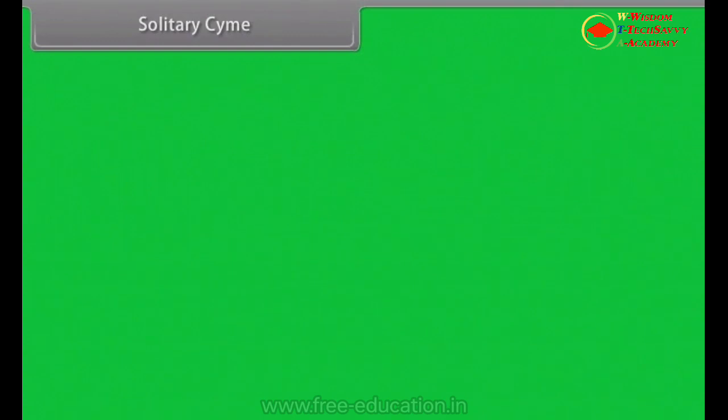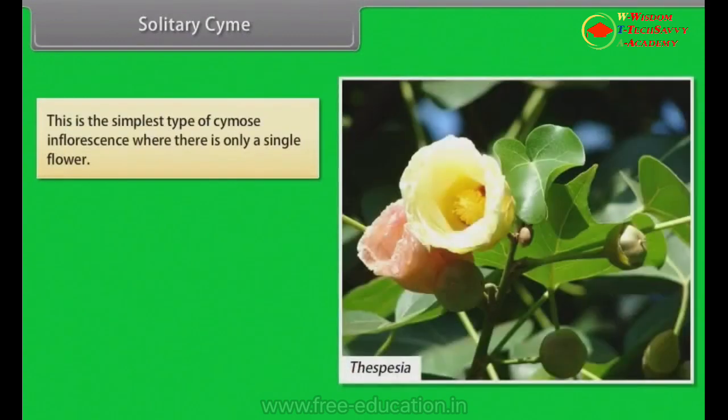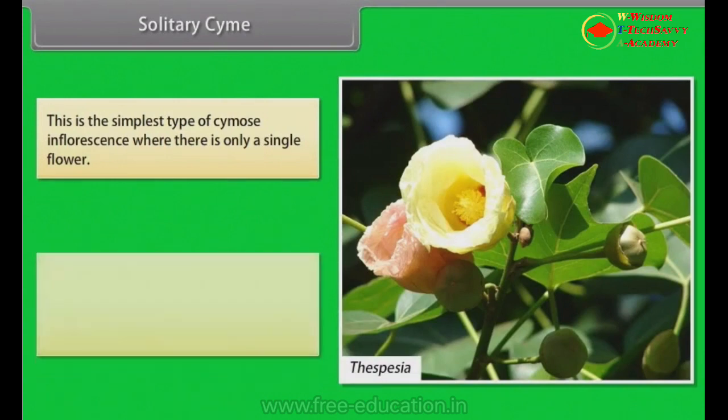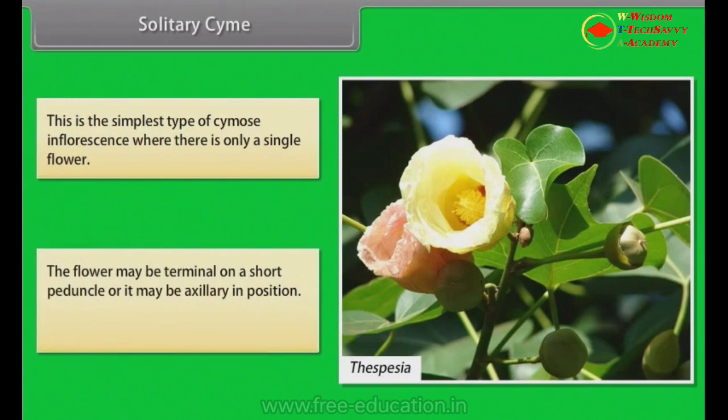Solitary cyme. This is the simplest type of cymose inflorescence where there is only one single flower. The flower may be terminal on a short peduncle or it may be axillary in position. Example, Thespesia.